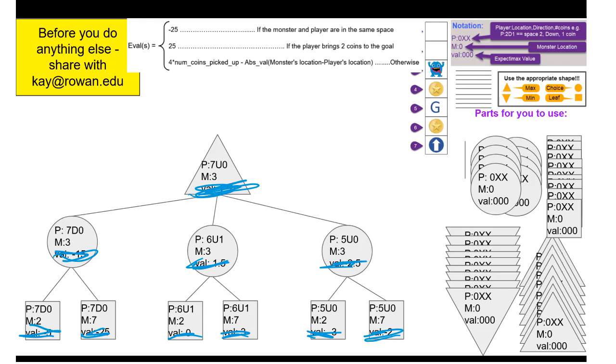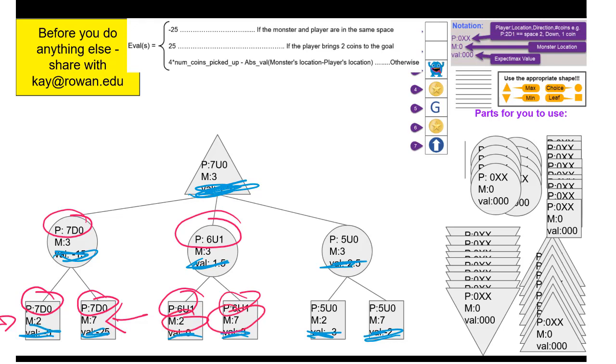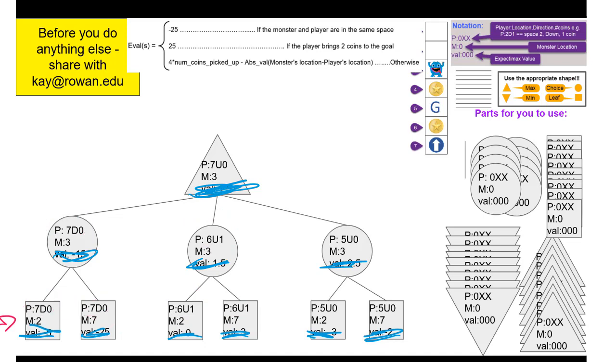If you notice, the monster starts out in space 3 in all of these because that's where the monster was before it makes a move. And now the monster is going to make its random move from the choice node. Each time, there are only 2 places the monster can go. It can either go to location 2 or location 7. So you'll see that this 7D0 gets carried down to there, and the monster is either in 2 or 7. And this 6U1 gets carried down to here, but now the monster is in either 2 or 7, and so on. So we have that for everything. This was the outline that I expected you to start with.